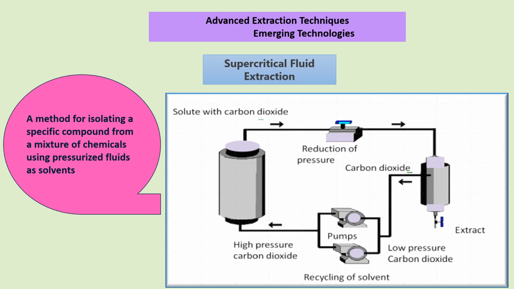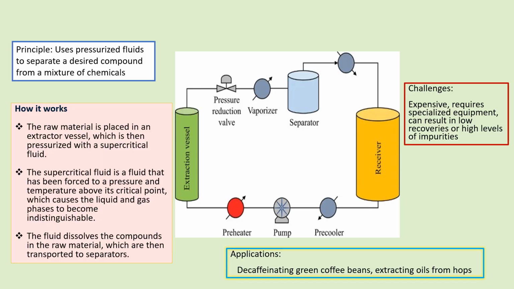Coming to the advanced extraction techniques, also referred to as emerging technologies, the first is supercritical fluid extraction, for which a schematic diagram is shown here. This is a method for isolating a specific compound from a mixture of chemicals using pressurized fluids as solvents. It works on the principle of using pressurized fluids to separate a desired compound from a mixture of chemicals. How does it actually work?